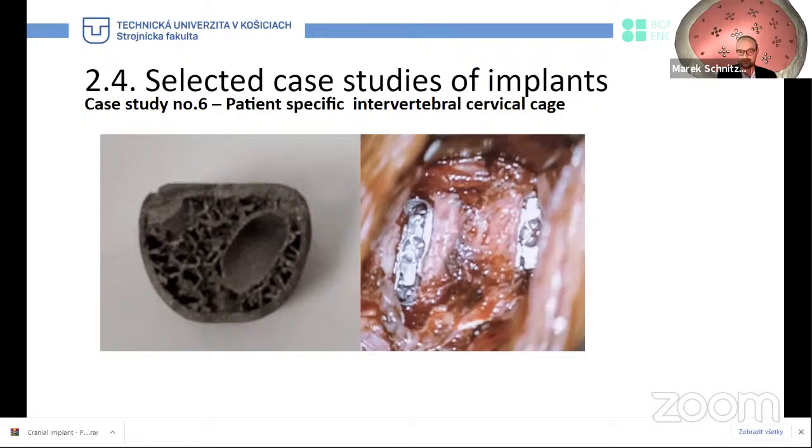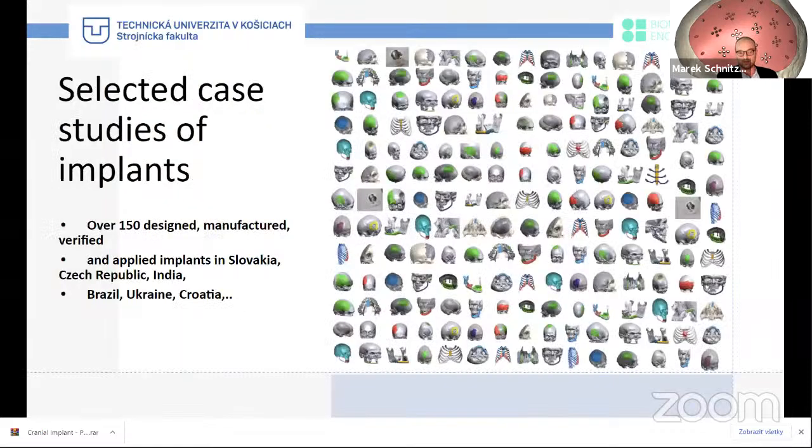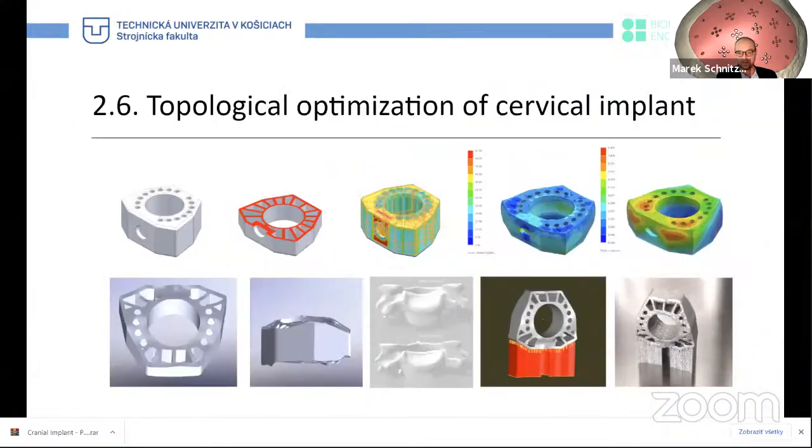We are doing also the cervical and the lumbar cages, and we designed over 150 implants, and right now we have implanted nearly 320 custom-made implants in Slovakia, Czech Republic, India, Brazil, Ukraine, Croatia, Italy, and also Spain. And then we are doing also topological optimization of different kinds of implants.